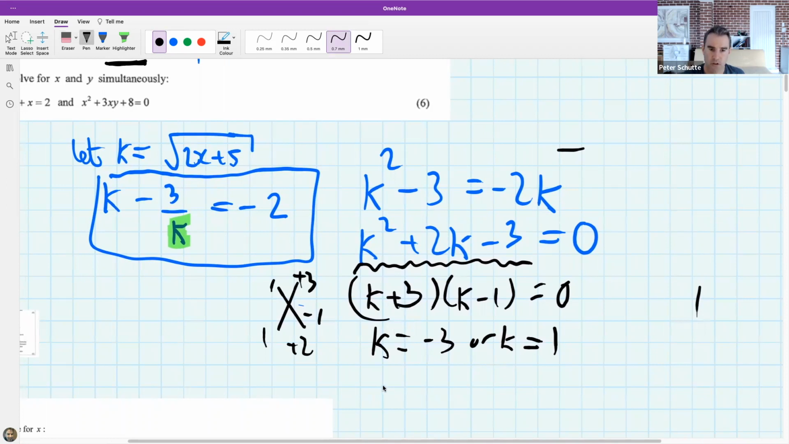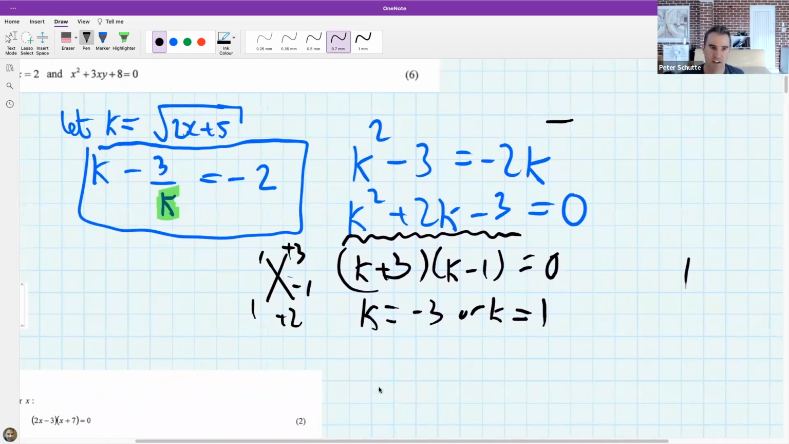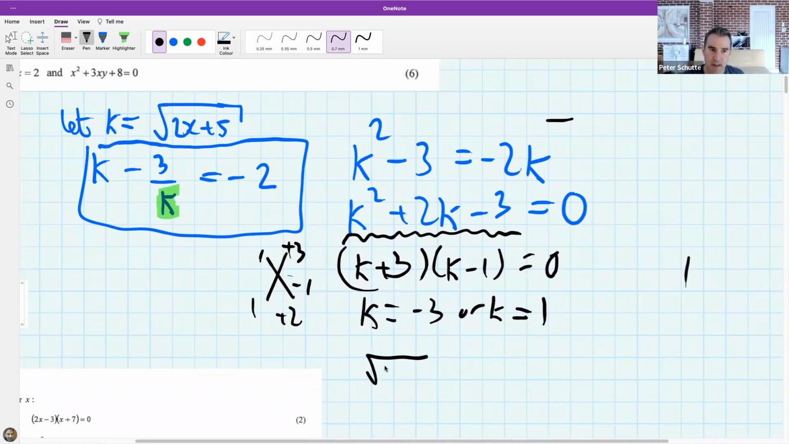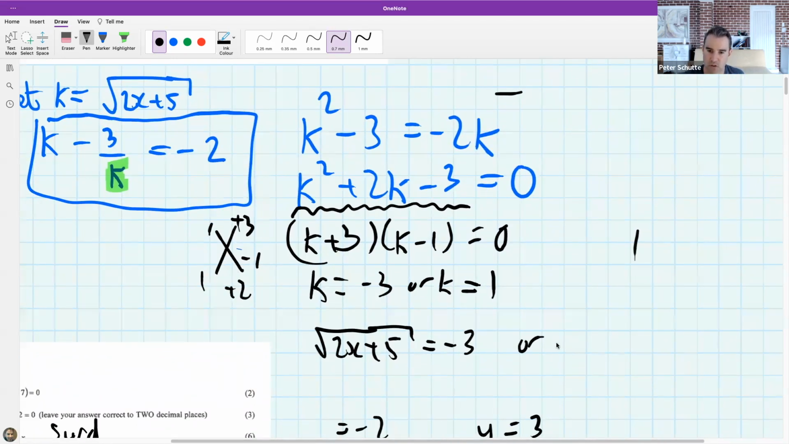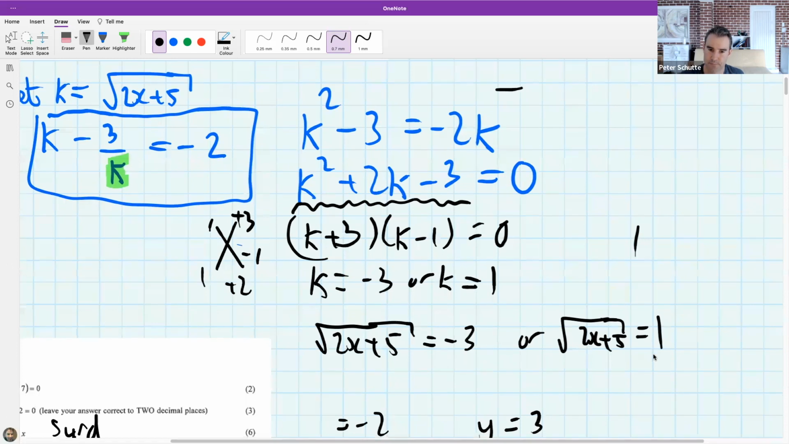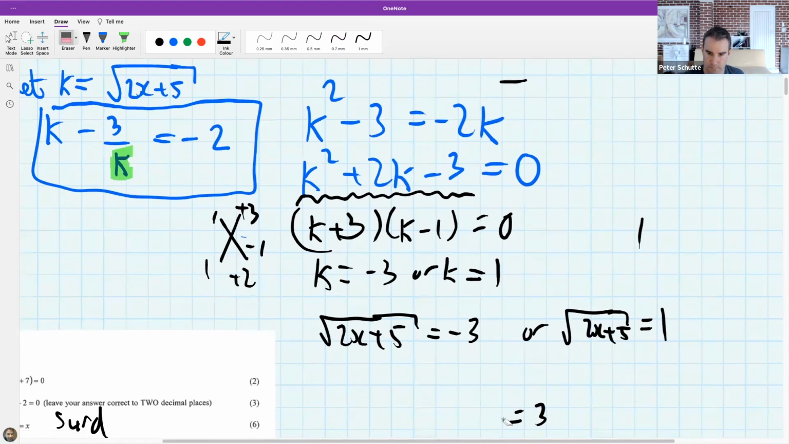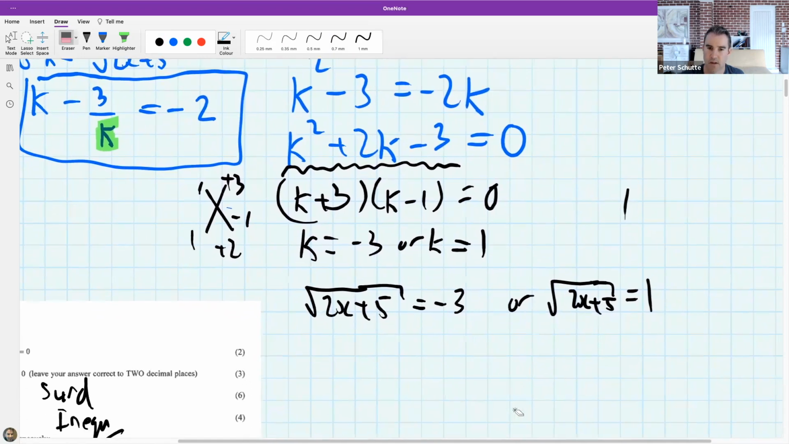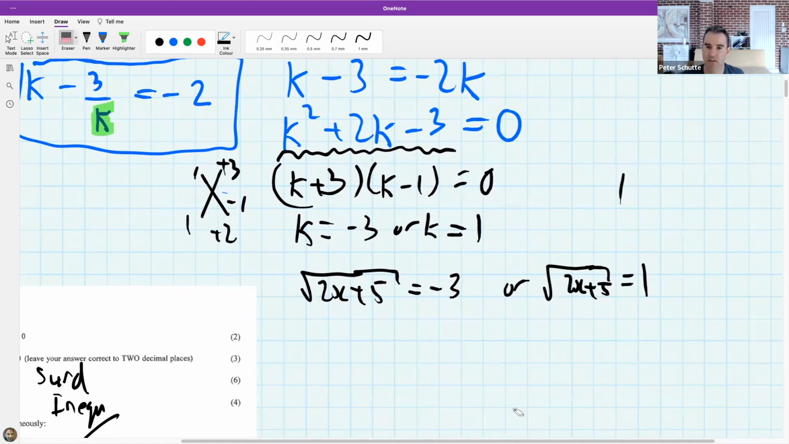Okay, cool. So now what happens is, and this is becoming a bit of a monster, isn't it? I suppose it's 6 marks. We put it back in and we get 2x plus 5 equals minus 3, or we get the square root of 2x plus 5 equals 1. Now, the question is, what are we going to do next in this journey? What is making life difficult? Any hints, guys?